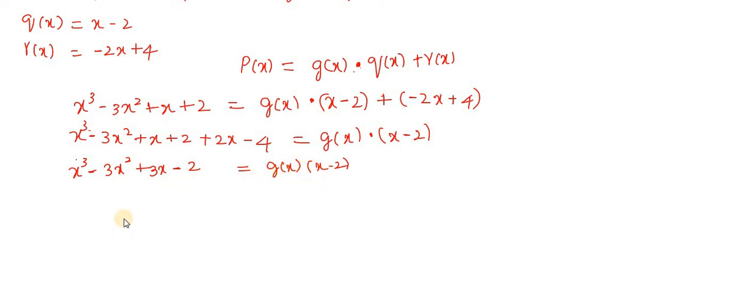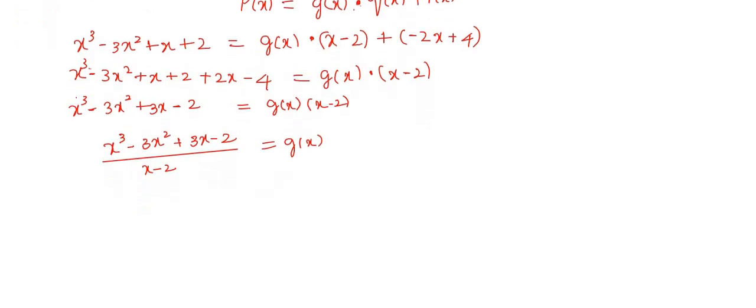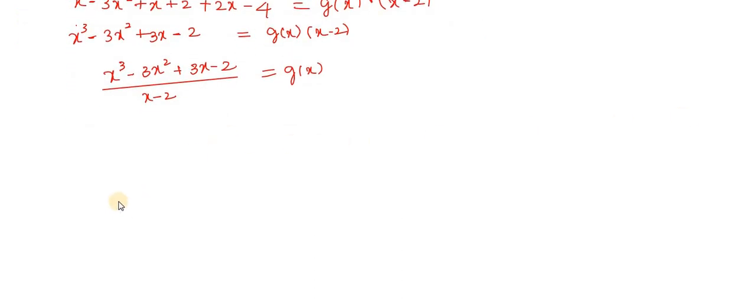Now you should divide this. So that is x cube minus 3x square plus 3x minus 2 divided by x minus 2, which is equal to g of x. If we divide that, you'll get the g of x value. Okay, so now divide it as usual. We know that already it is in standard form 3 2 1 0, and this is also in standard form 1 0. Yes, now divide this.